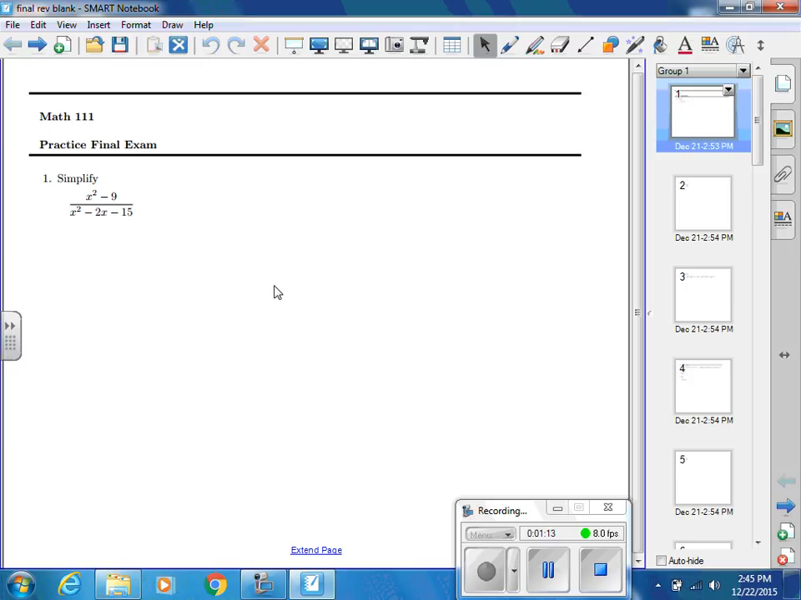Otherwise, without further ado, this first question is one about rational expressions, and it's asking us to simplify. So in the case of this, there's no equal sign. If there is no equal sign, that's all we can really do is simplify. Okay? We're not going to solve it. We're not trying to find x. We're not trying to do anything.